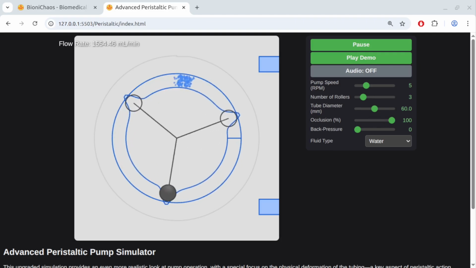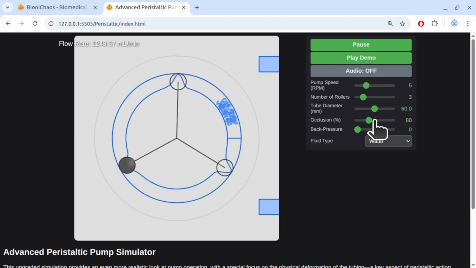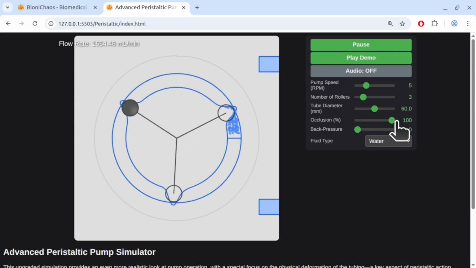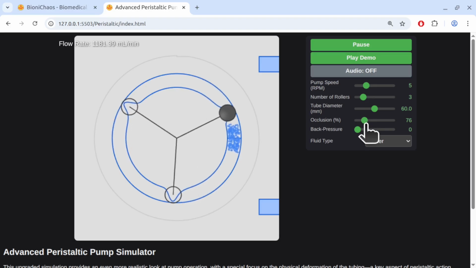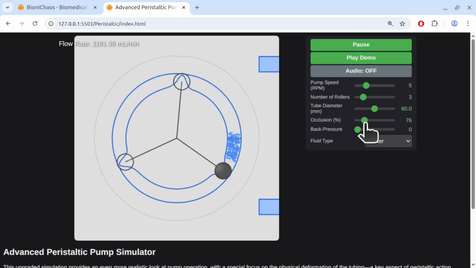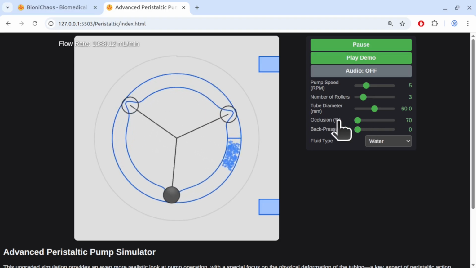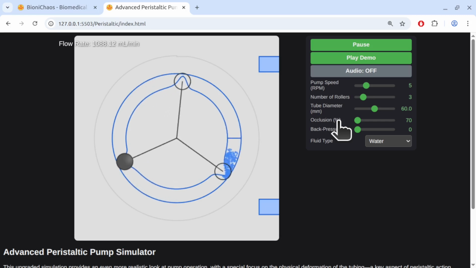Okay, so we're having 60%. Does it make sense to change the occlusion value currently from, say, maximum being 75% and lower value being, say, 25%?